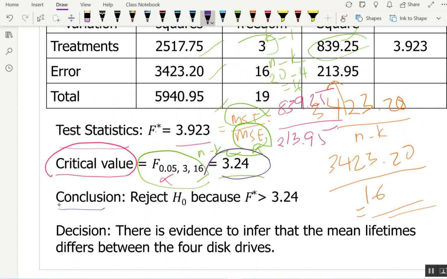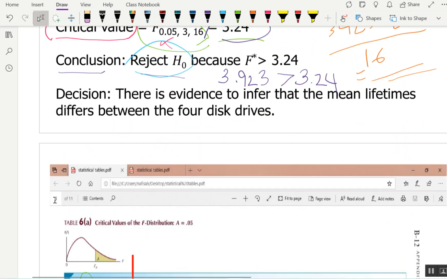So then the decision rule. Reject or do not reject? Reject. Why? Because your F statistic from the calculation is more than 3.24. The one that you calculated is 3.923, and obviously it is more than 3.24. So your decision is to reject H0. What does it mean? There is evidence to infer that the mean lifetime differs between the 4 disk drives, because your H0 states that all the population means are the same, right? So when you reject, it means the mean lifetime between the 4 disk drives is different.